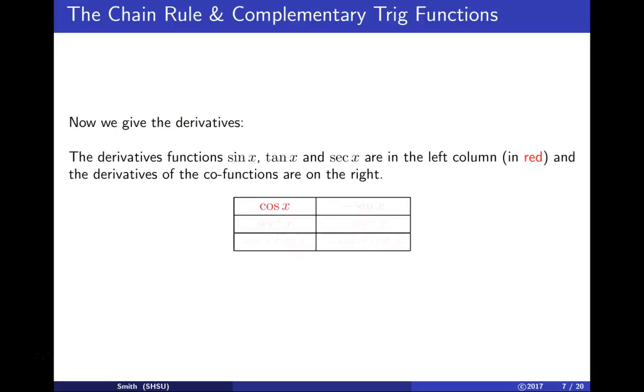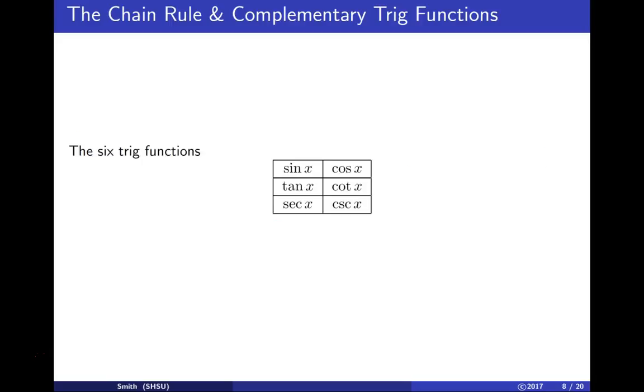So for example, the derivative of sine is cosine, so the derivative of cosine is minus sine. The derivative of tangent is secant squared, so the derivative of cotangent is minus cosecant squared. The derivative of secant is secant tangent. The derivative of cosecant is minus cosecant cotangent.